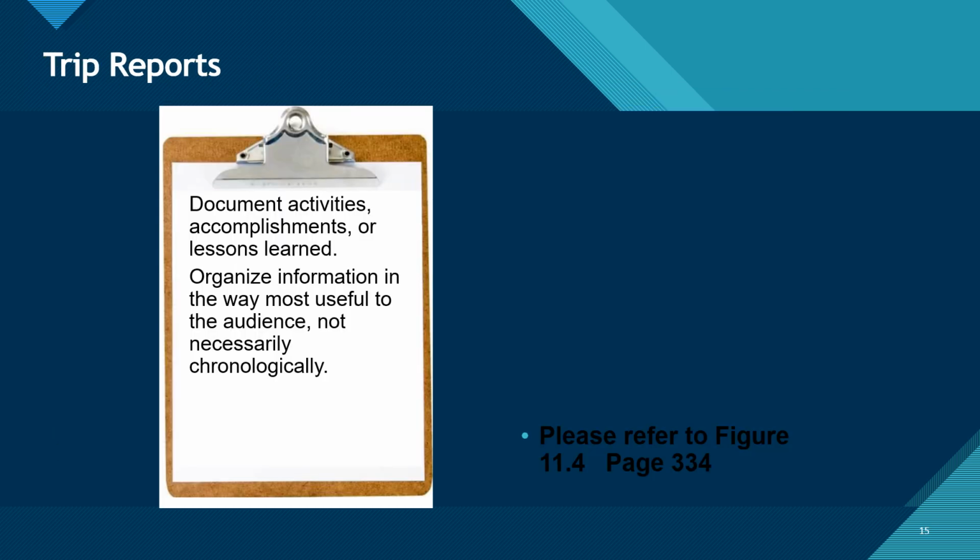When you return from a business trip, your supervisor or manager may ask you to write a trip report to document your activities and to share what you accomplished or learned. The biggest mistake writers make in preparing trip reports is to organize them chronologically in a narrative style.